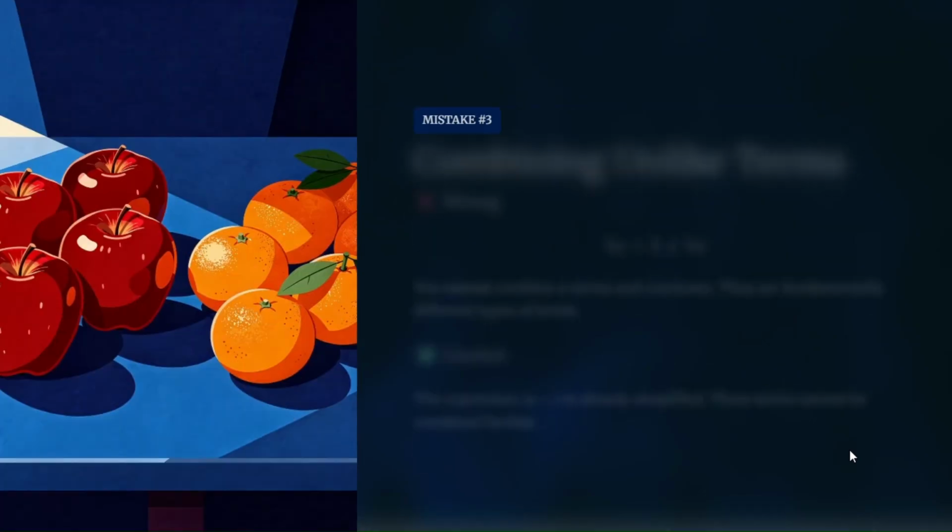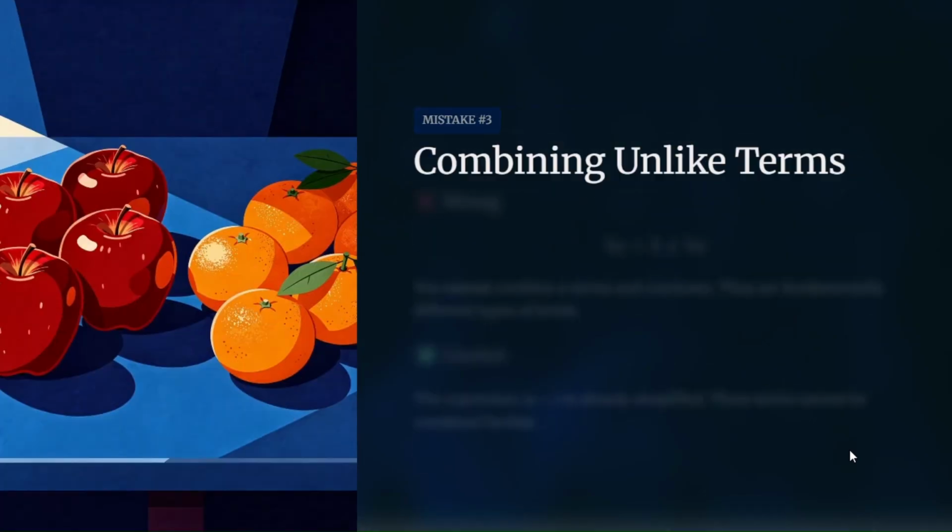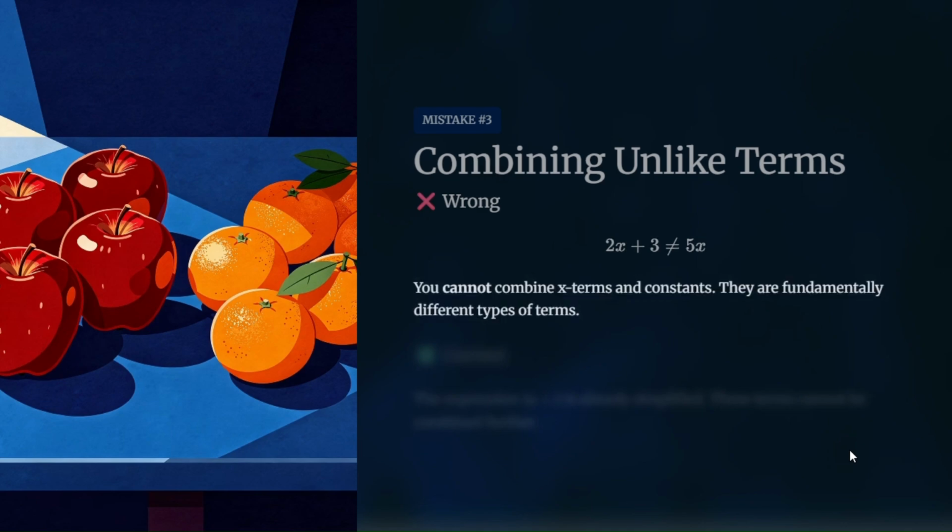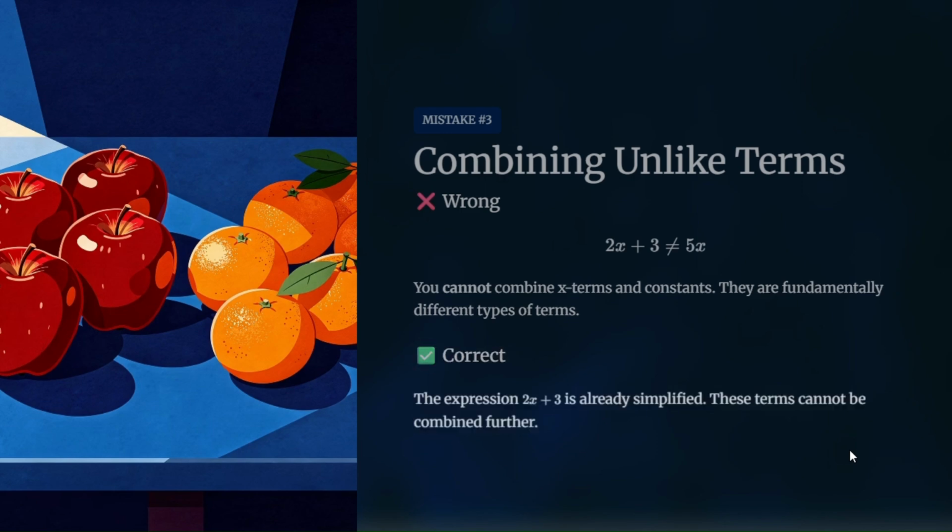Mistake number 3, combining unlike terms. 2x plus 3 is not equal to 5x, because you cannot combine x terms and constants. They are fundamentally different types of terms. In this case, the expression 2x plus 3 is already simplified. These terms cannot be combined further. Think of it this way. Apples plus oranges is not equal to apples. Variables and constants are different fruits. So you can only combine terms that share the same variable and exponent.